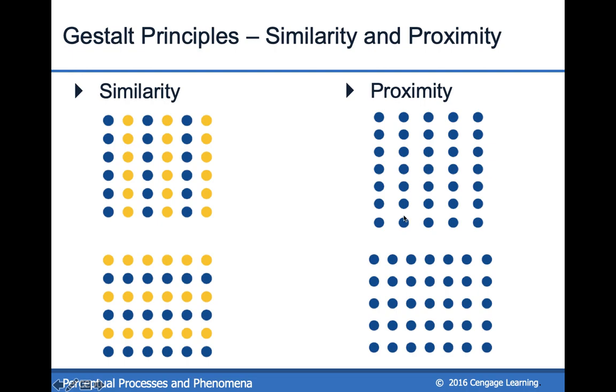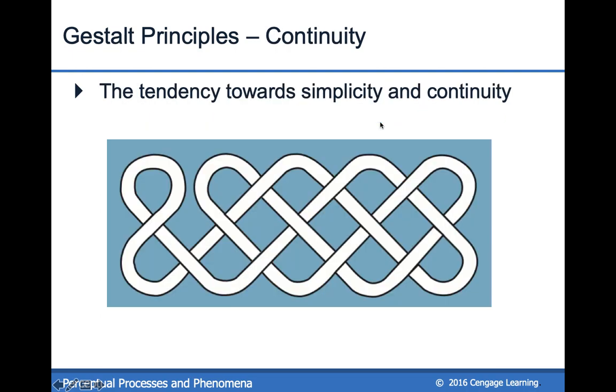Same thing happens with distance. We're more likely to group these as columns and these as rows because they're slightly closer to one another. Now we could look at these things as horizontal rows or as vertical columns here, but we're more likely to do the opposite. We're more likely to group things that are closer to one another as part of the same group.